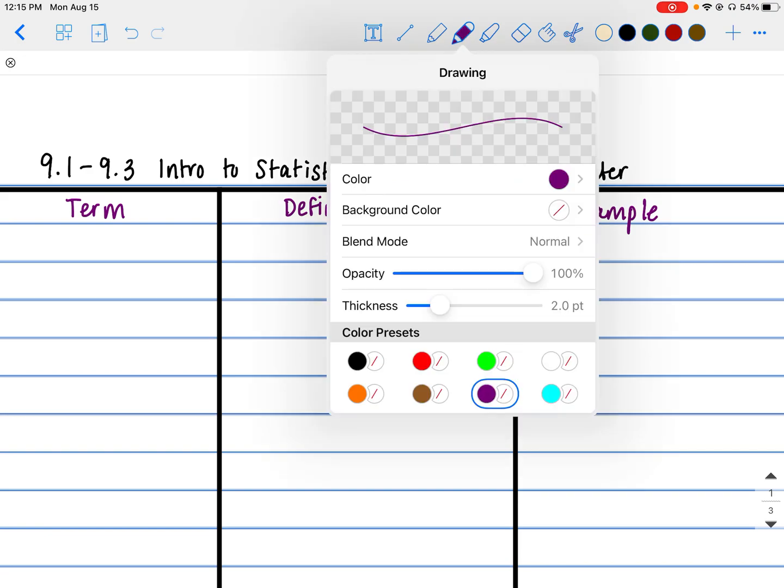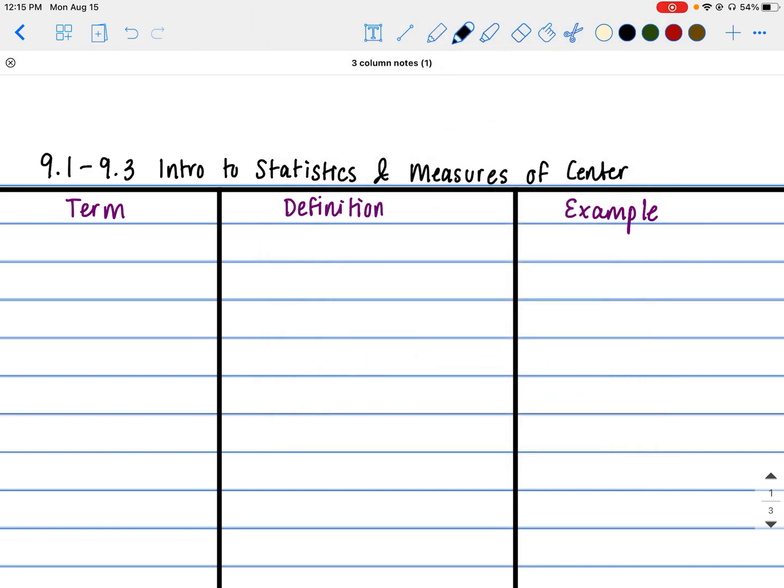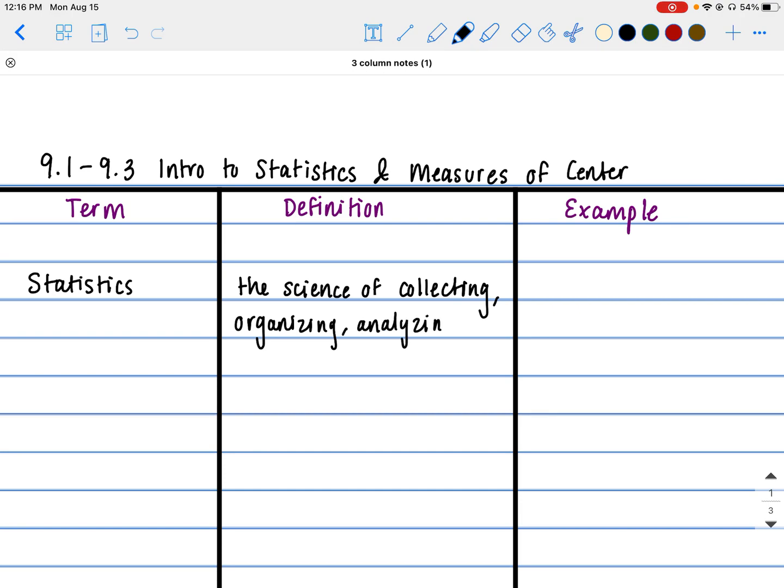All right, so starting off with statistics, we want to know what statistics is. So what is statistics? Statistics is the science of collecting, organizing, analyzing, and interpreting data.